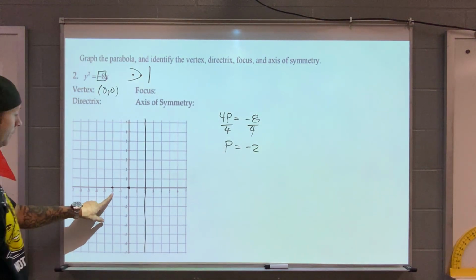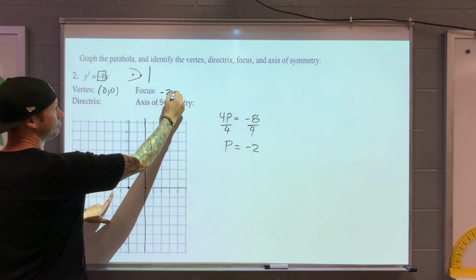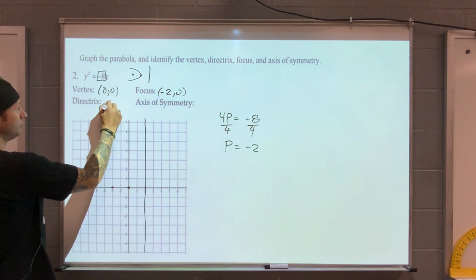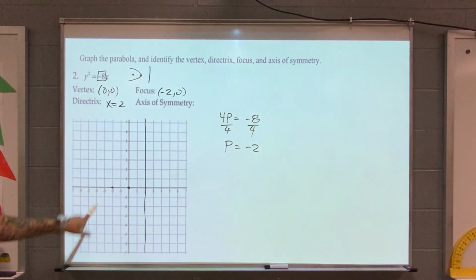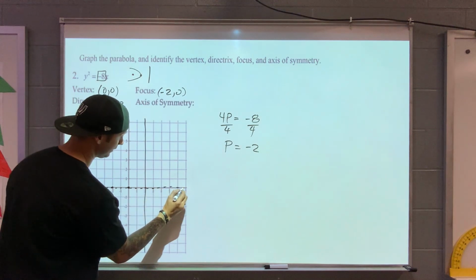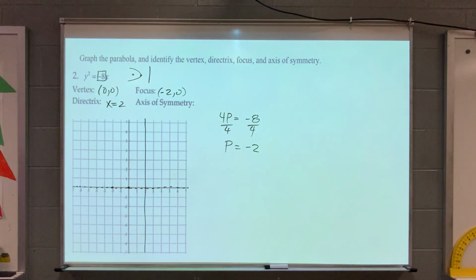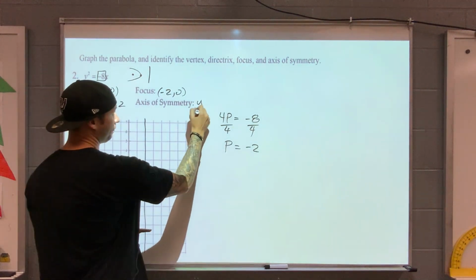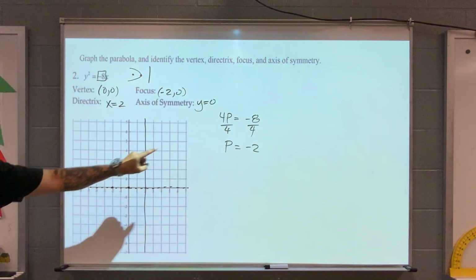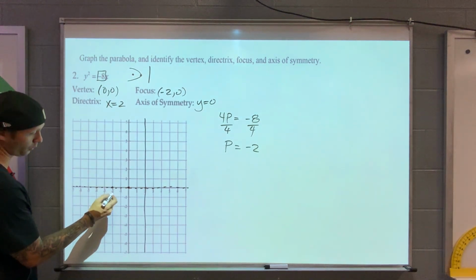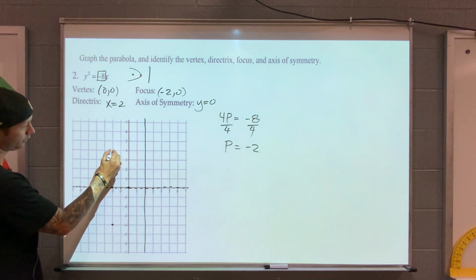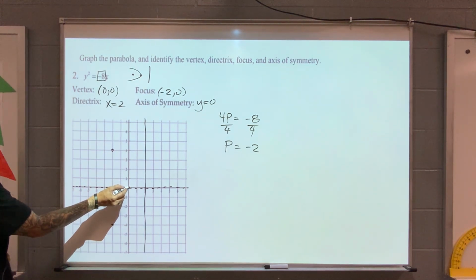Okay, so the focus is at (-2, 0). Directrix, vertical line, x equals 2. Axis of symmetry, dotted line through the vertex, y equals 0. And the last piece is the latus rectum. This is 2 times that value right there, so 2 times 2 is 4: 1, 2, 3, 4 each way. Okay, connect the dots.